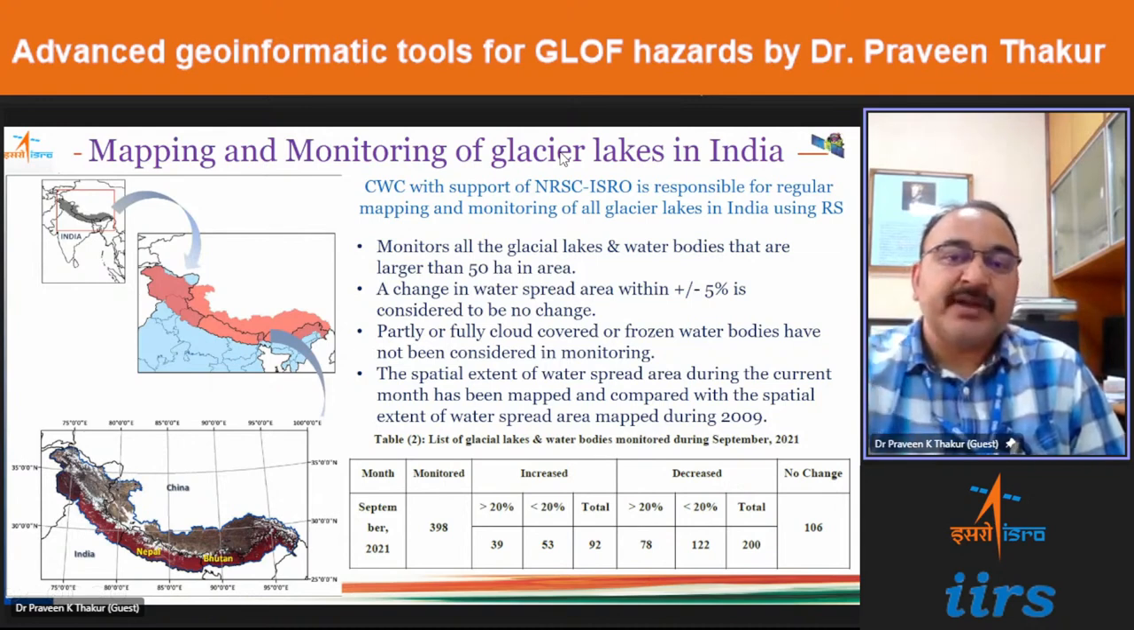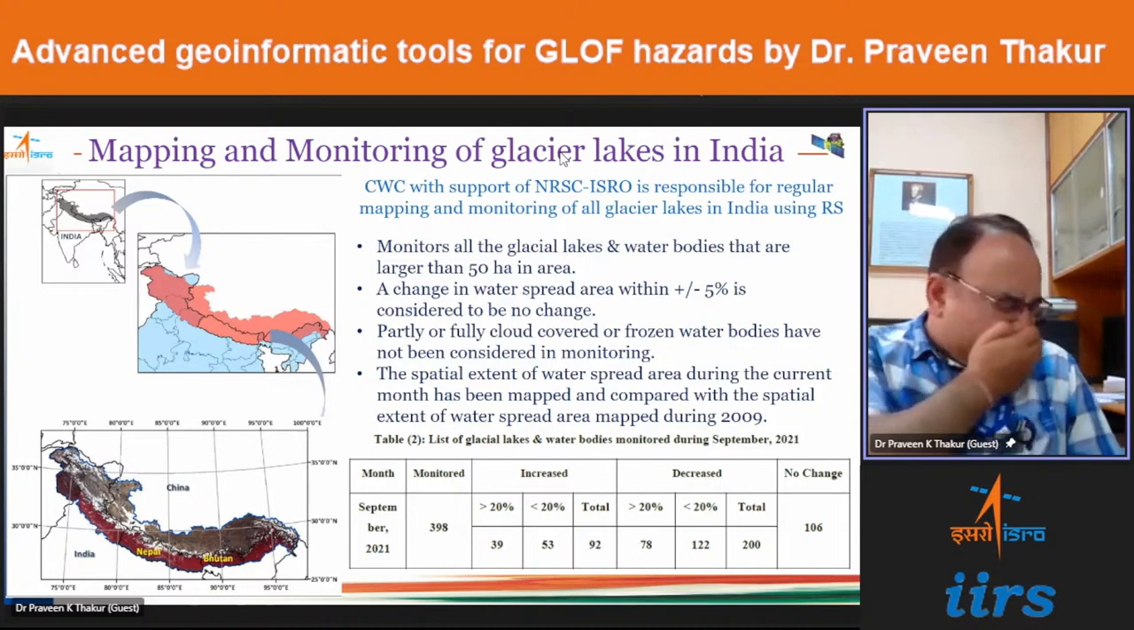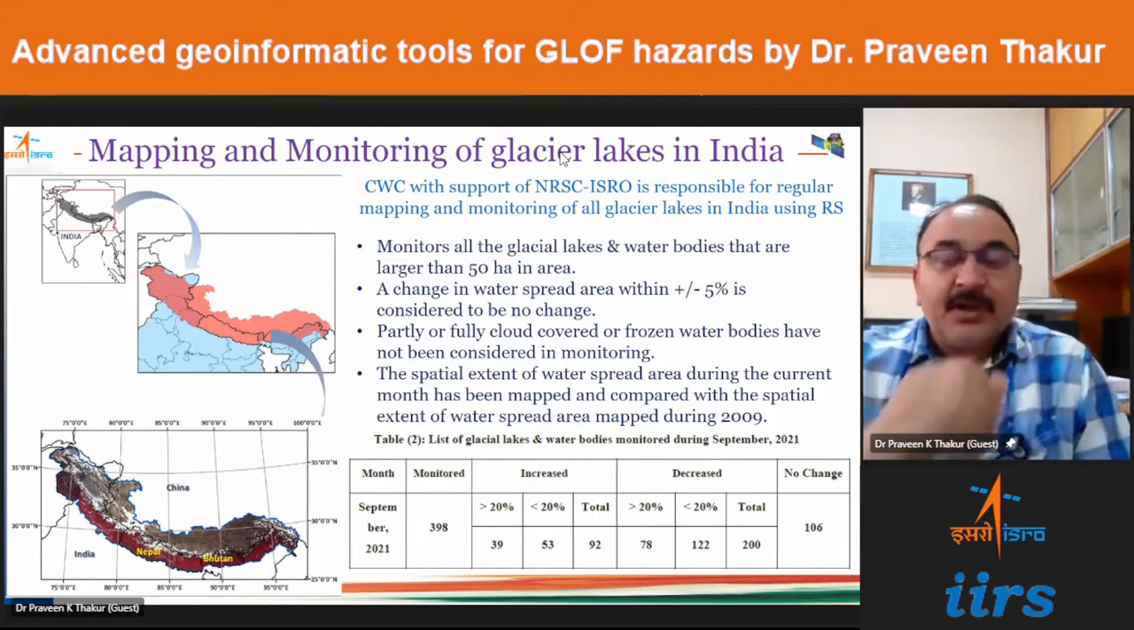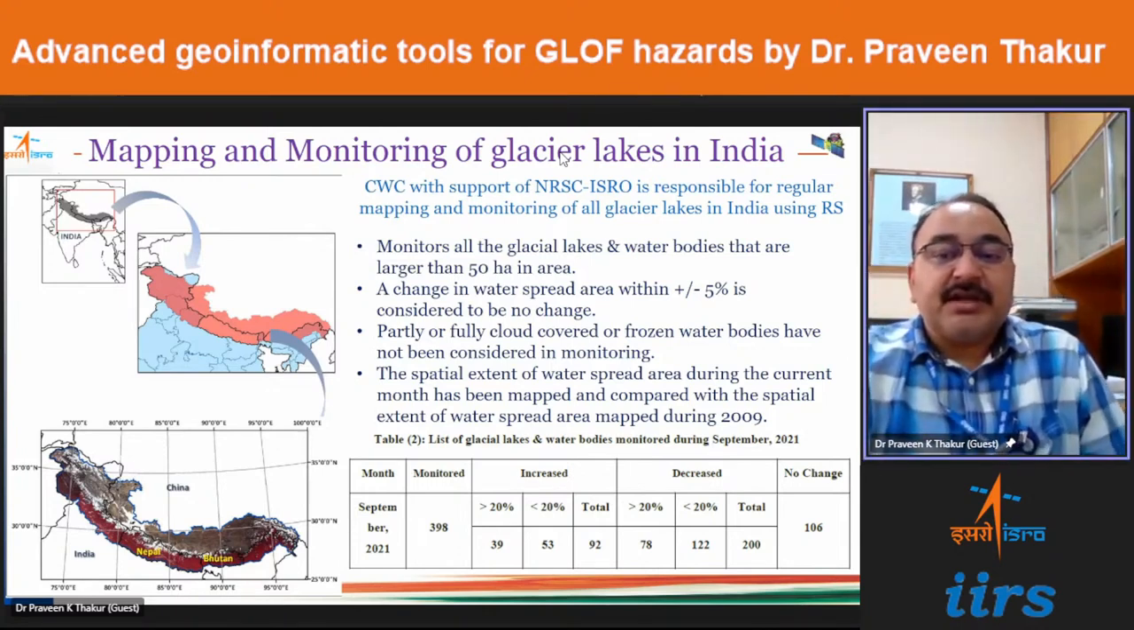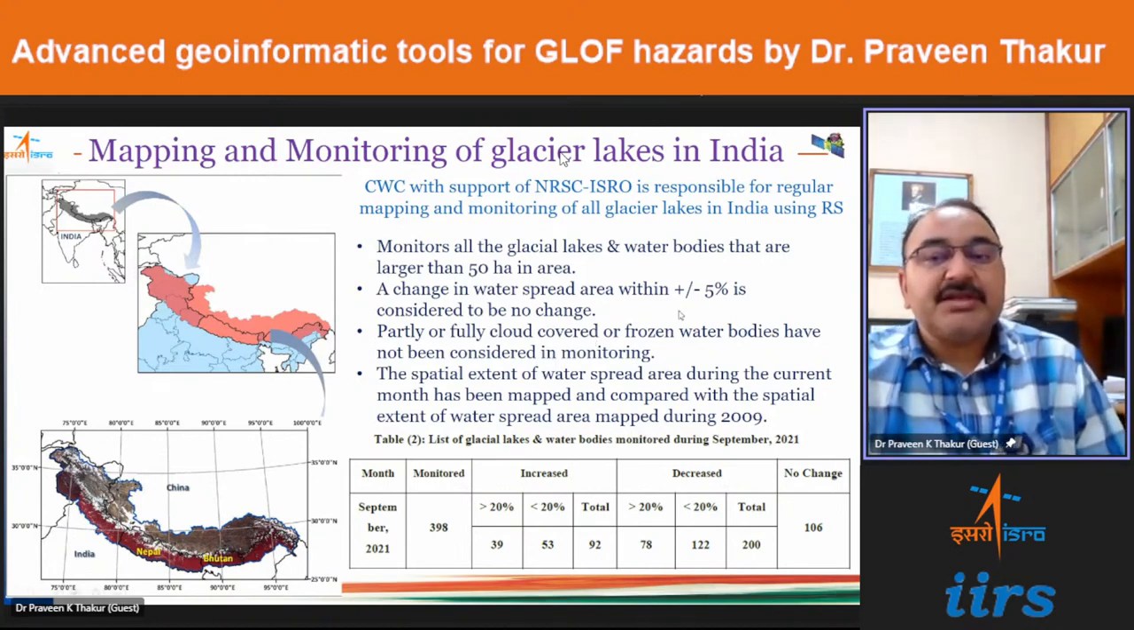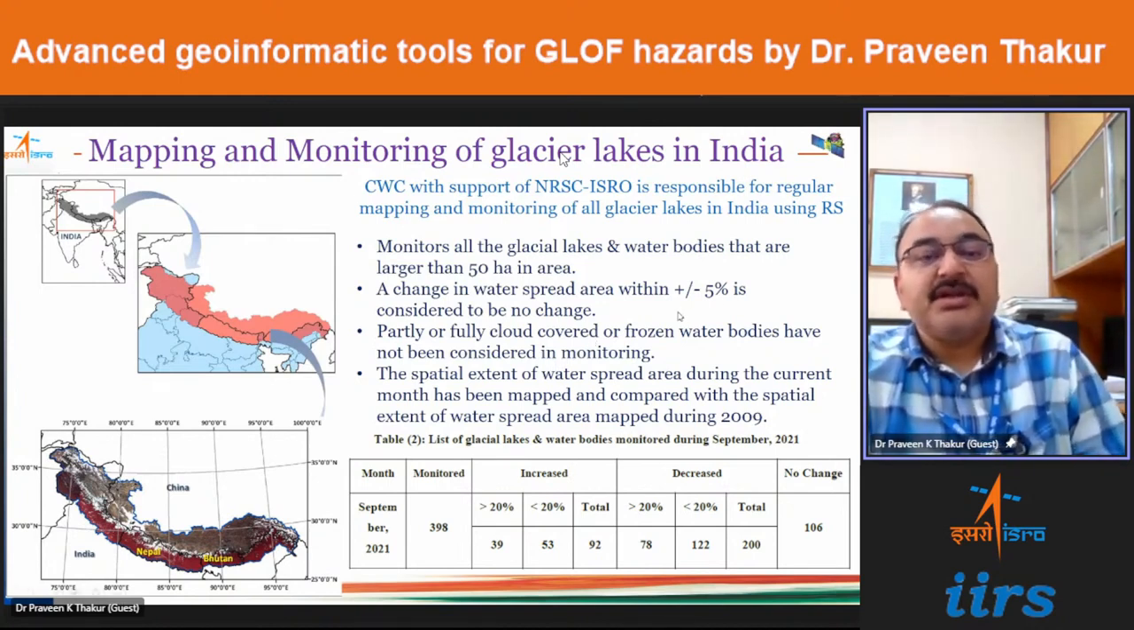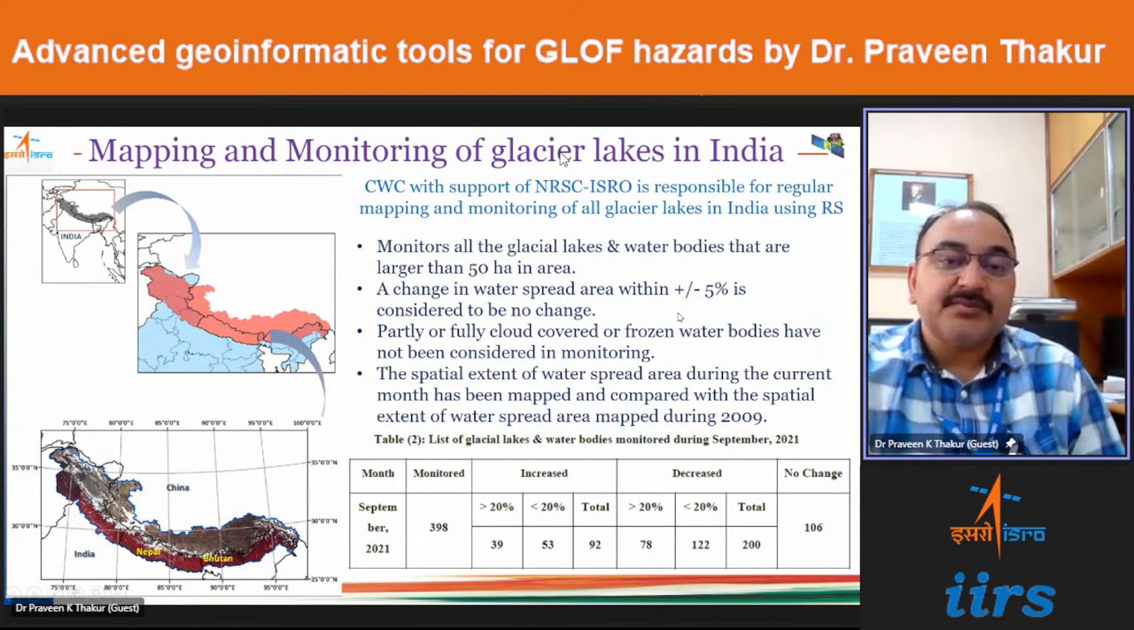where water bodies up to 5 hectares or even less than that are monitored, including the glacier lakes. And the existing glacier lakes map atlas has been released for all the major basins: Indus, Brahmaputra, and Ganga basin, including the transboundary region, using Landsat multispectral data under the National Hydrology Project of India.